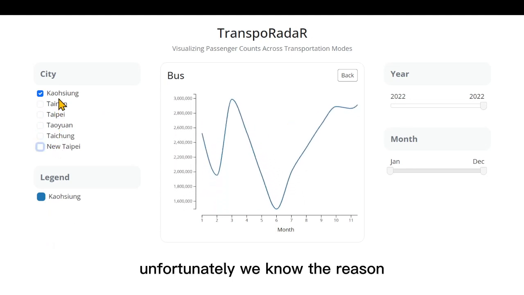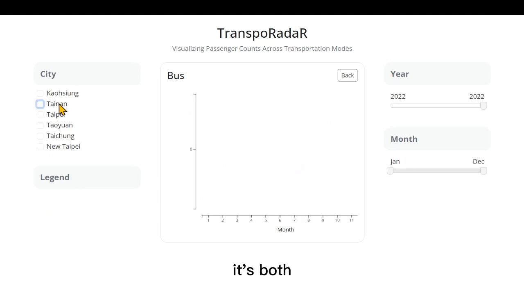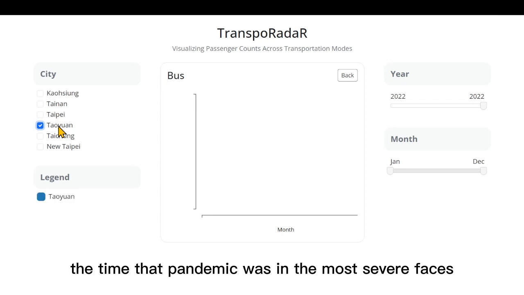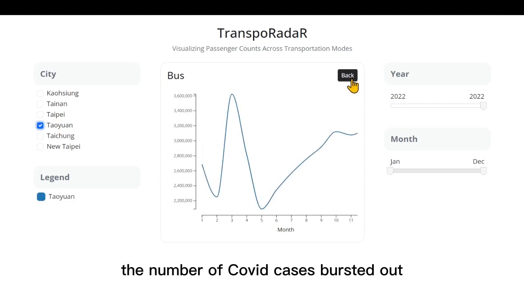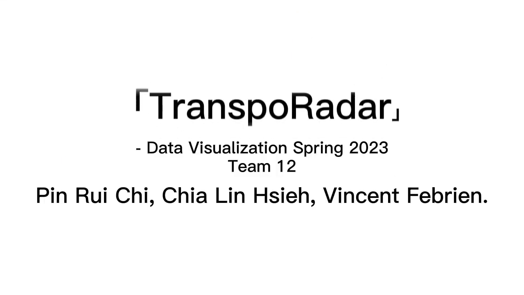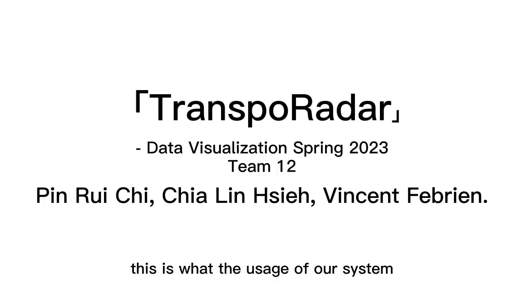Fortunately, we know the reason. It's both the time that the pandemic was in its most severe phases. The number of COVID cases burst out, which might have made people afraid to go outside. This is the usage of our system.